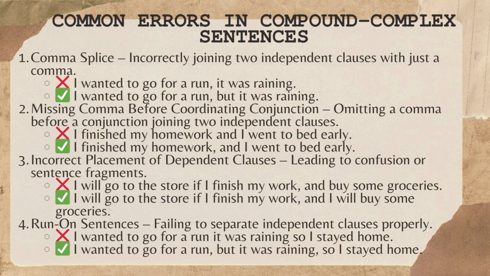Comma splice error, joining two independent clauses with just a comma. Example, I wanted to go for a run, it was raining. Correction, I wanted to go for a run, but it was raining. Explanation. A comma splice occurs when two independent clauses are incorrectly joined by a comma without a coordinating conjunction. Use a coordinating conjunction, for, and, nor, but, or, yet, so, or a semicolon to correct this.